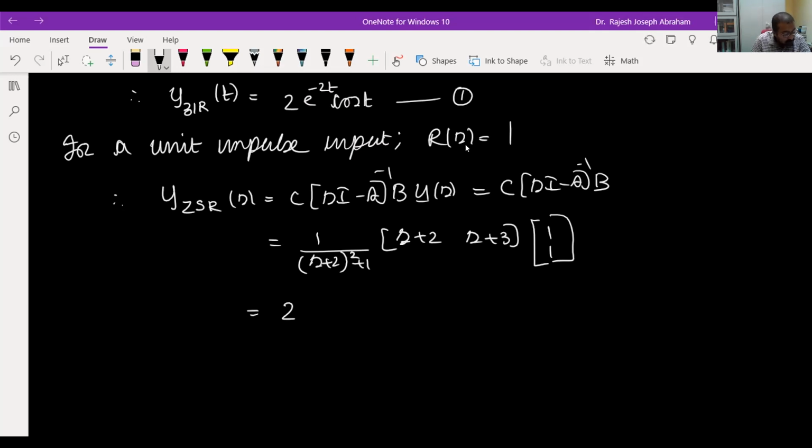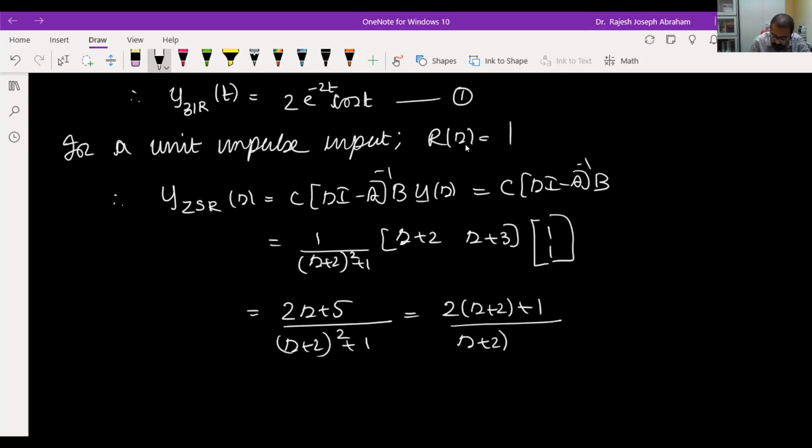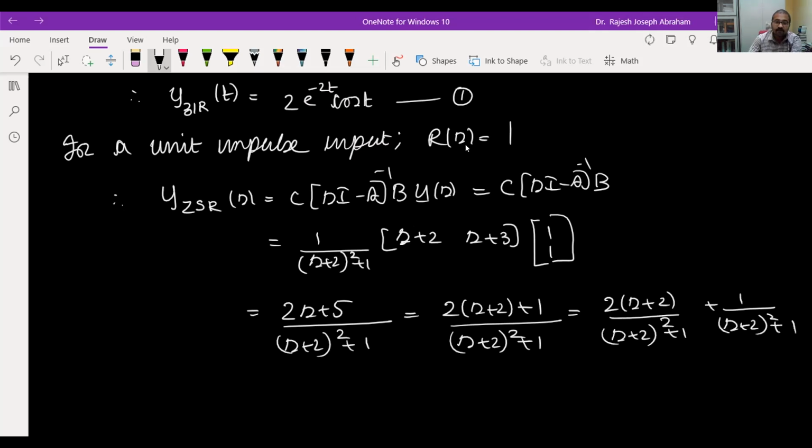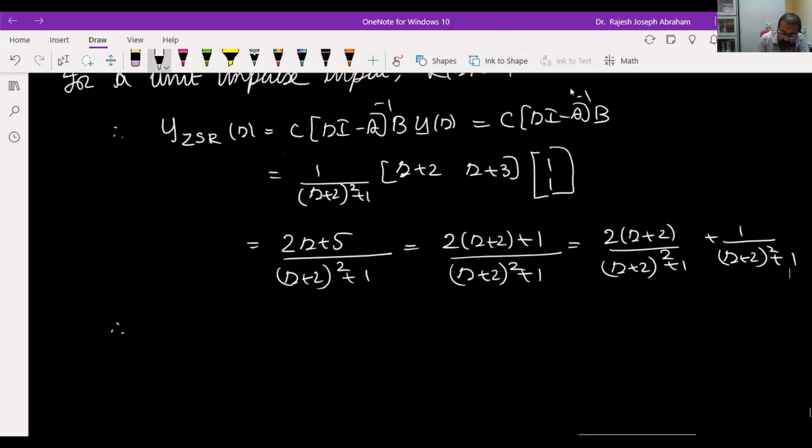Okay, so when you do that simplification, you will get 2s plus 5 divided by (s plus 2) whole square plus 1. So I can write this like this: 2 into (s plus 2) plus 1 divided by (s plus 2) whole square plus 1. Or with a little bit of manipulation, I will get 2 into (s plus 2) divided by (s plus 2) whole square plus 1, plus 1 divided by (s plus 2) whole square plus 1. Okay, so what will be the zero state response in time domain?